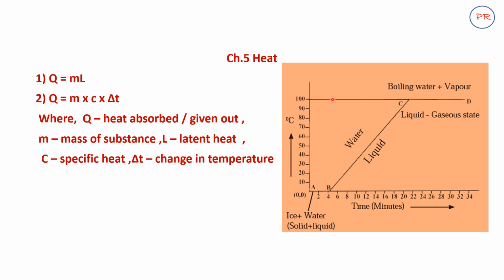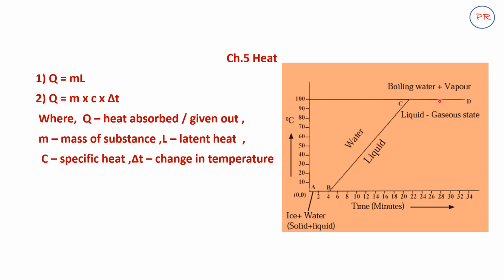Here you can see a graph for water. Initially the water is in the form of ice. When it is heated, from point A to B, both ice and water will exist simultaneously, but the temperature will remain 0 till the entire ice melts and gets converted into water. After that, the temperature will start increasing from 0 and reach up to 100. Hereafter, the temperature will remain constant till the entire water gets converted into steam.